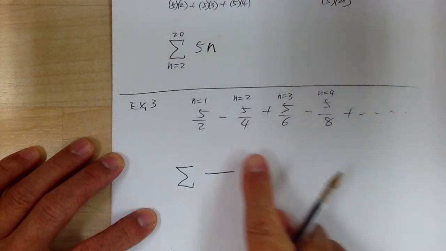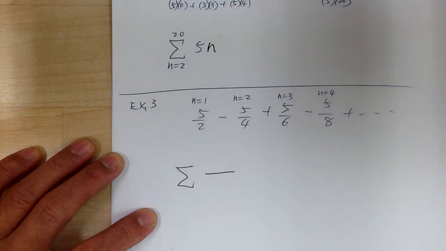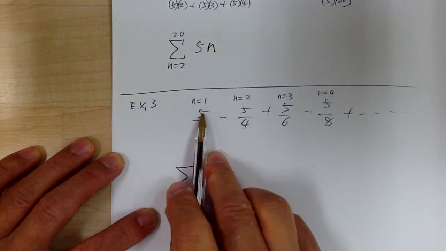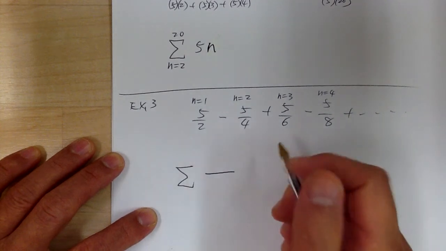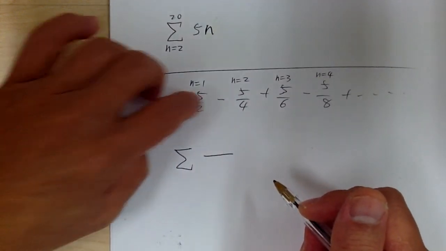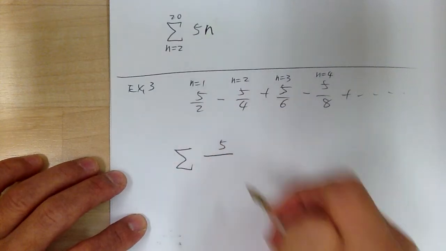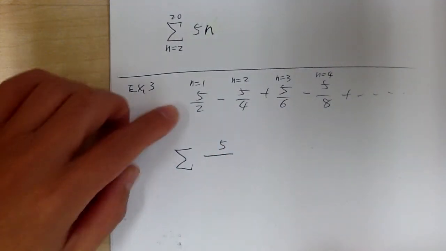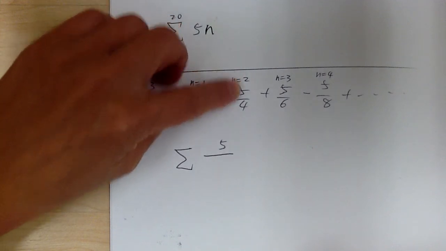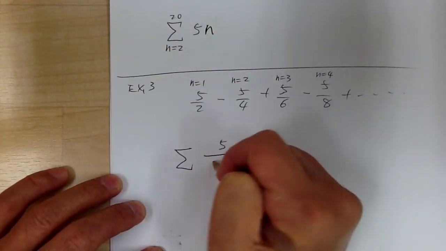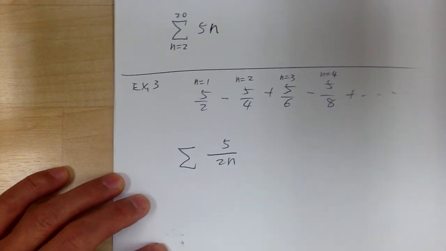If you notice, there are 3 parts: the numerator, the denominator, and the sign. The top is always 5, so you know that's always the 5. The bottom is 2n: n equal to 1, you get 2; n equal to 2, you get 4. So the bottom is going to be 2n. That takes care of the numerator.